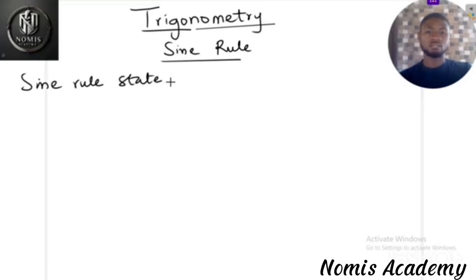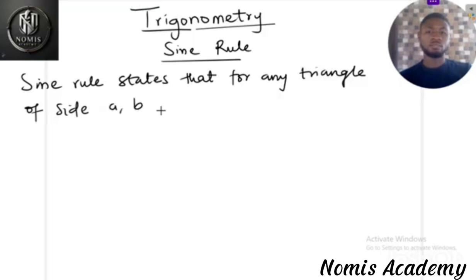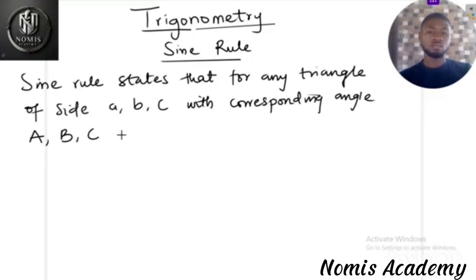for any triangle of sides a, b, c with corresponding angles A, B, C, a over sin A is equal to b over sin B is equal to c over sin C.